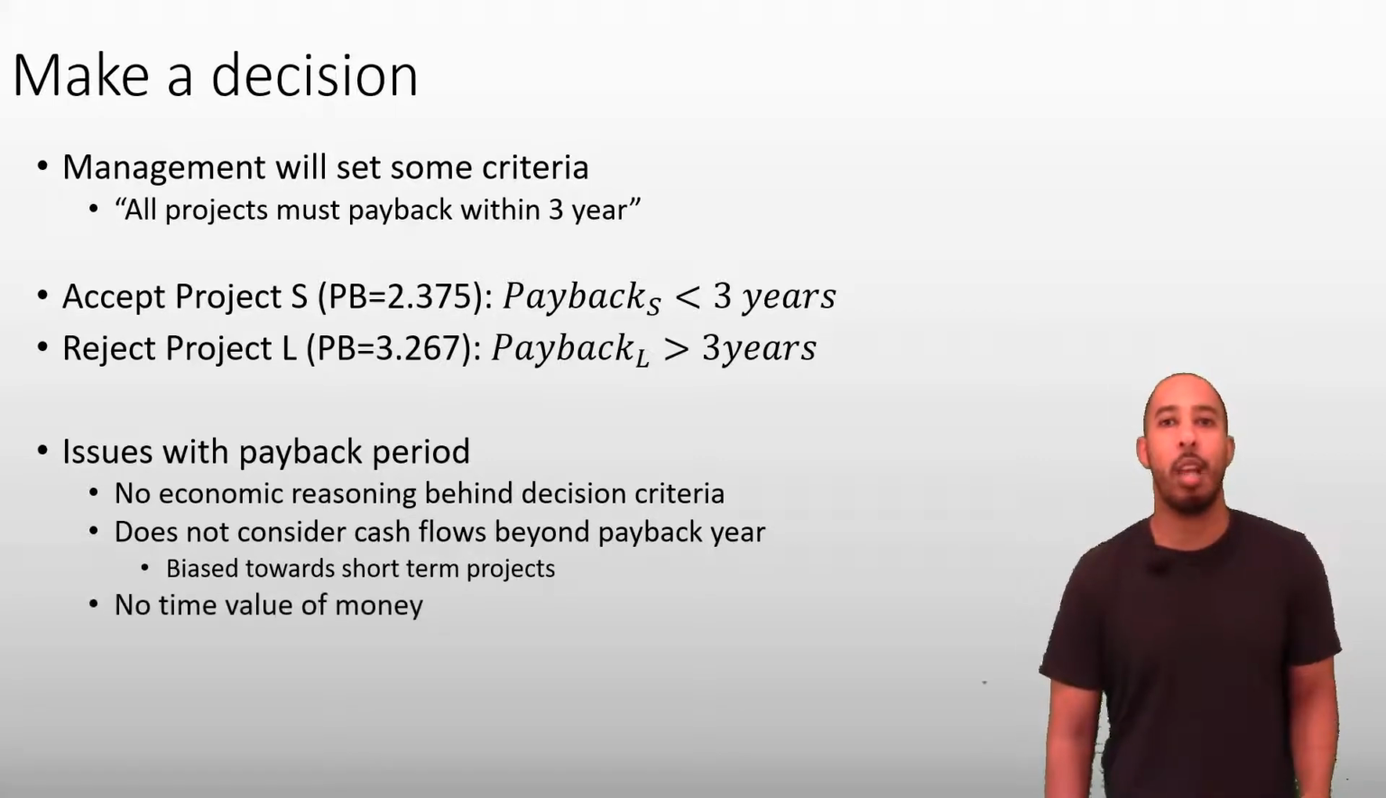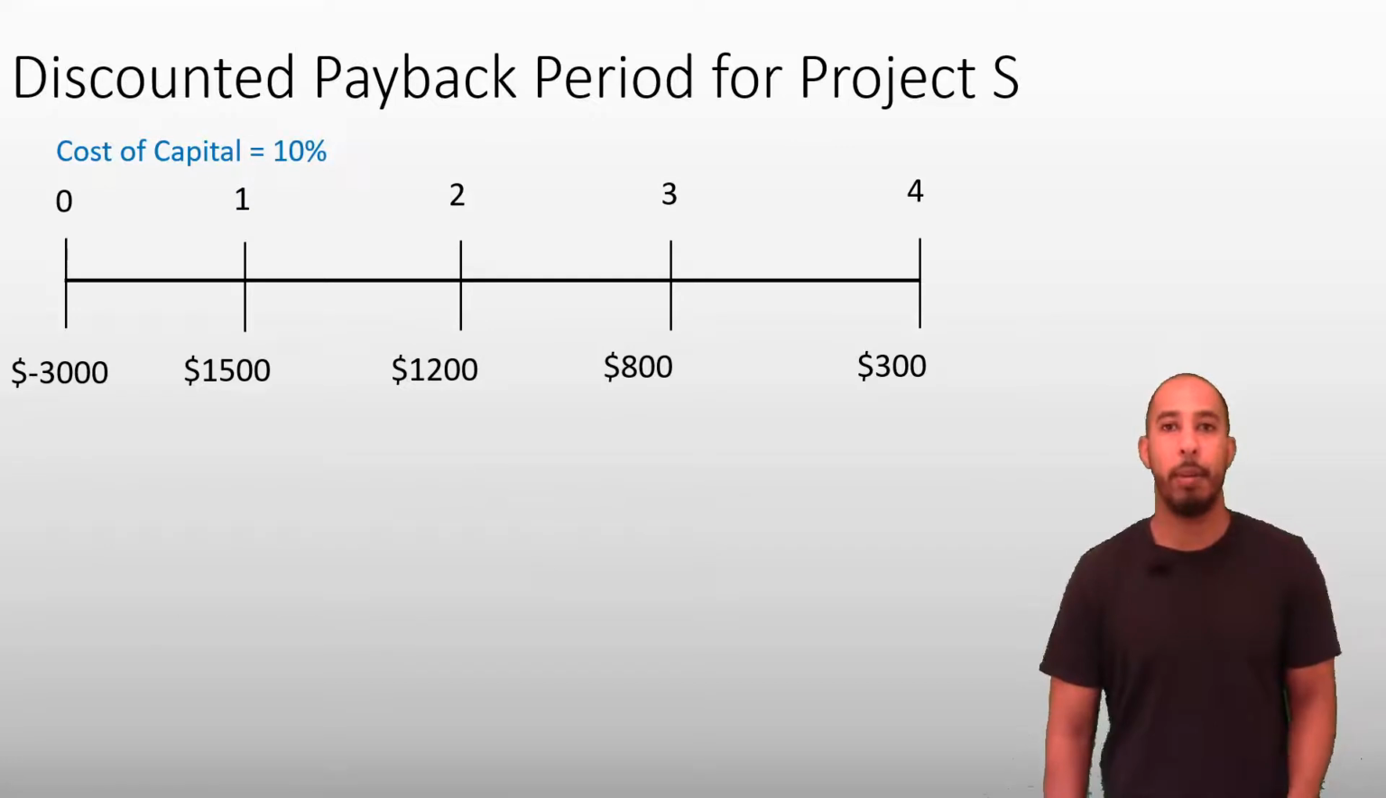Finally, you may have noticed that we didn't use time value of money at all in these computations. We're treating money received at different points in time as if they're all equal. But we should know by now that's not going to be appropriate. We can resolve that last issue with discounted payback period. The procedure is going to be nearly identical. We'll just have one slight modification.